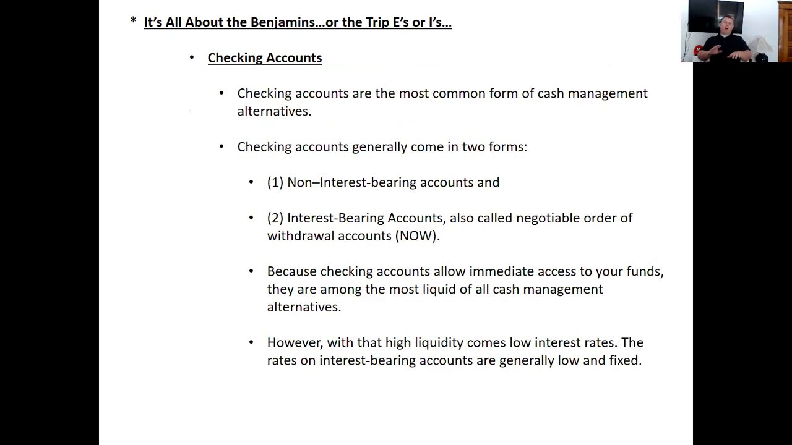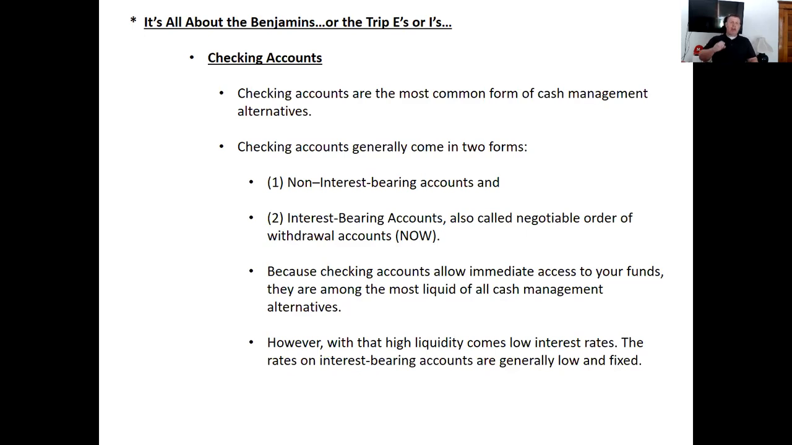So let's talk about each of these options in a little more detail in cash management. We'll start with the most basic one, checking accounts. They're the most common form of cash management alternatives. And checking accounts generally come in two forms. There are non-interest bearing accounts, which is what most checking accounts are. And there are interest-bearing accounts that are also called negotiable order of withdrawal accounts, or NOW accounts.